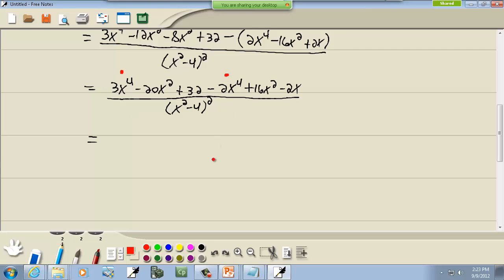We got 3x to the fourth minus 2x to the fourth. That gives us 1x to the fourth, or x to the fourth. We got negative 20x squared plus 16x squared. That gives us negative 4x squared. And we got negative 2x, sorry, negative 2x and then plus 32, over x squared minus 4 squared.